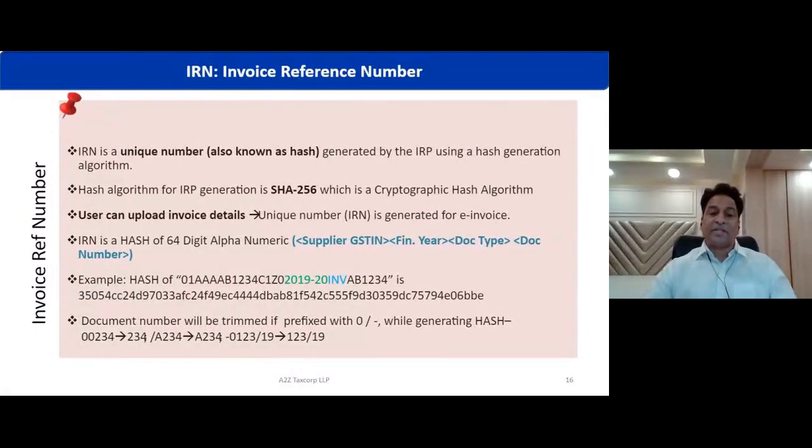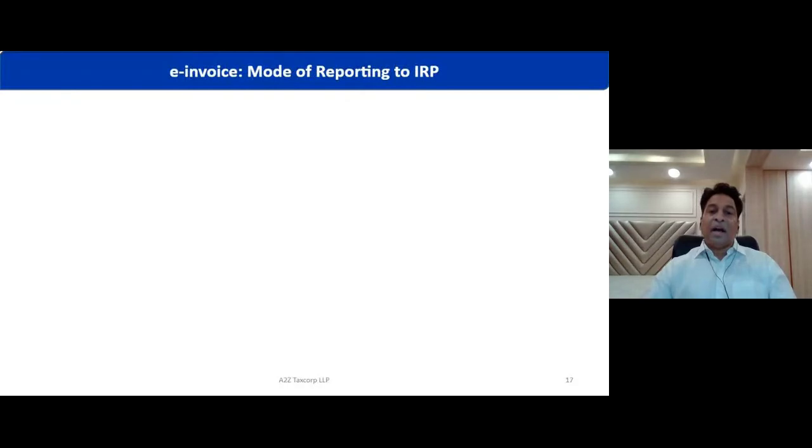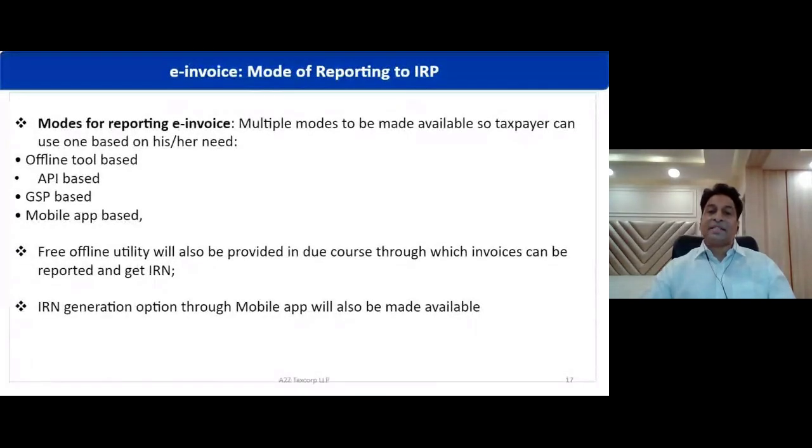This is what it is going to look like. A 64-digit alphanumeric hash, unique pan-India, given to each particular invoice which is generated through IRP. Now, what is the mode of reporting to IRP? How can the supplier upload the JSON file of the invoice to IRP?